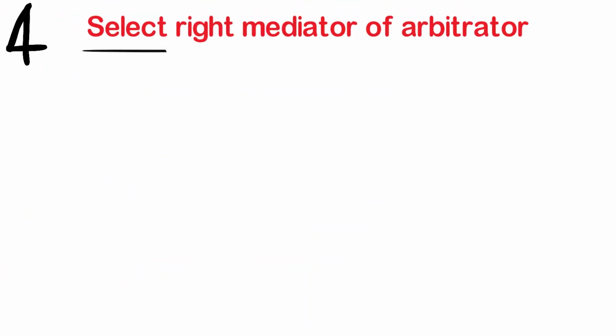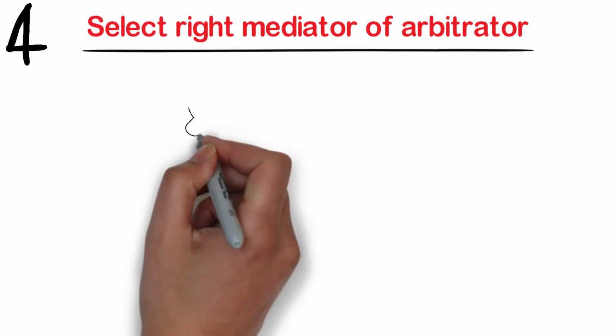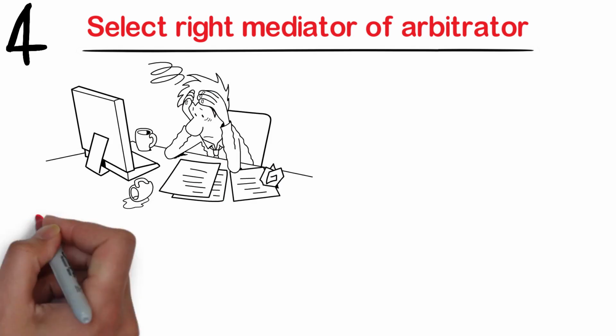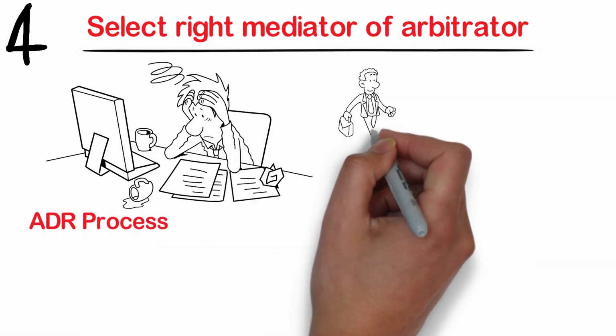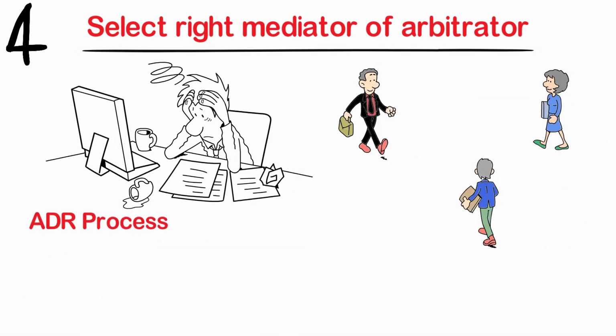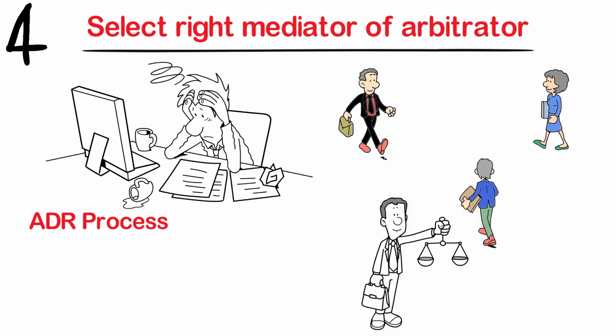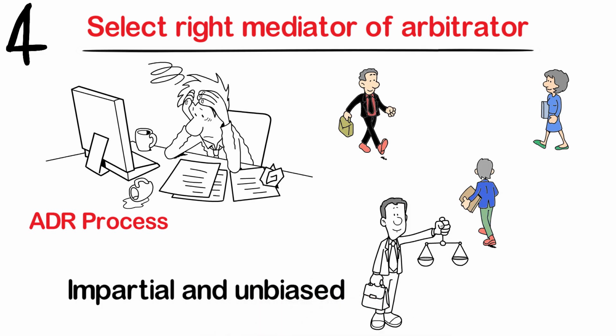The fourth issue is the selection of the right mediator or arbitrator. The selection of the mediator or arbitrator is critical to the success of the ADR process. Parties should look for a mediator or arbitrator who has experience and expertise in the relevant area of law or industry and is impartial and unbiased.